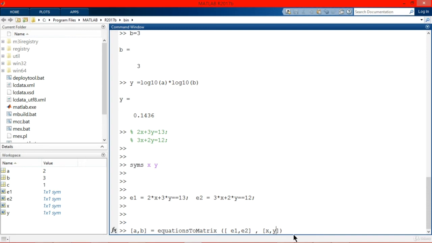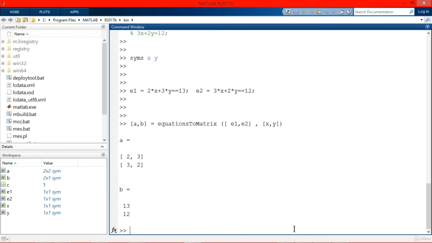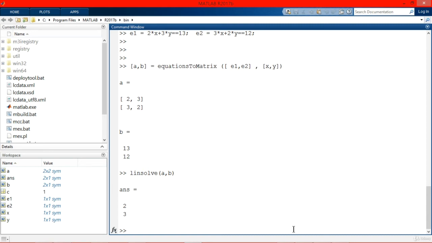So what happened in the third step is we changed x and y for equation 1 and 2 into matrices, which are A and B. The x and y coefficients will be stored in A and the remaining values will be stored in B. Then the last step, in which we use linsolve on the matrices we just created, A and B.